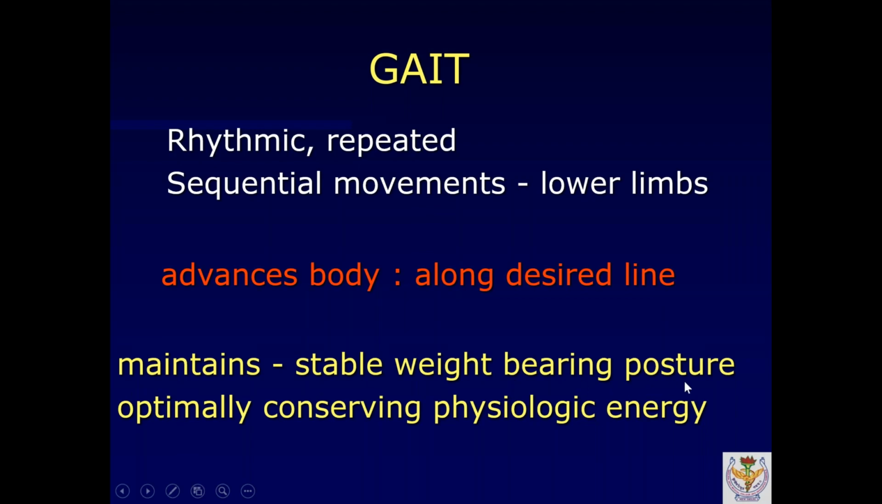Another important component of gait is that while walking, we have to maintain a stable weight bearing posture so that the body is not falling here and there, right? The center of gravity of the body is within the base. And a very important component of the gait is optimally conserving physiological energy. We often forget this because in normal gait we are not expending extra energy, but the moment the gait becomes abnormal, extra energy is required for ambulation. So we'll talk about this.